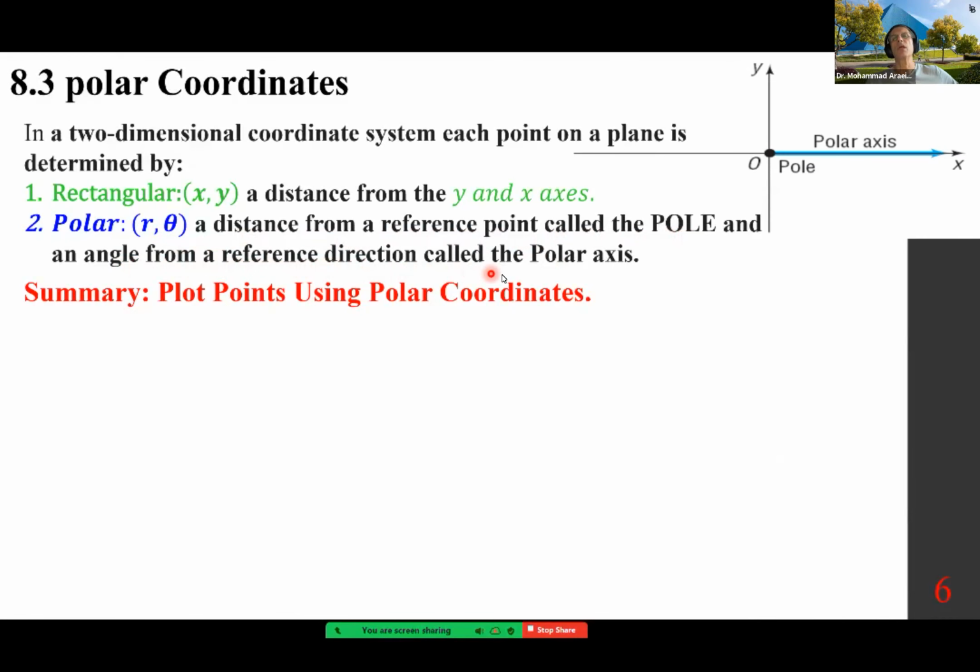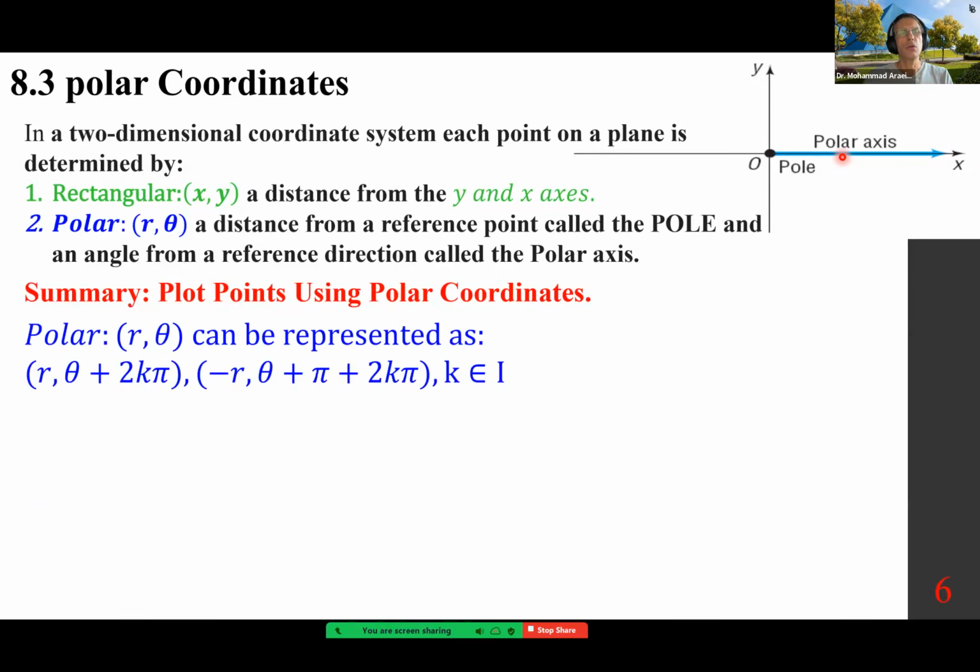So if we put the two axes together, this is the grid that we are familiar with, known as a rectangular coordinate system. Now, in the case of polar, we have the origin here, or the pole, we're going to call it. And the x-axis on the positive side is called the polar axis.